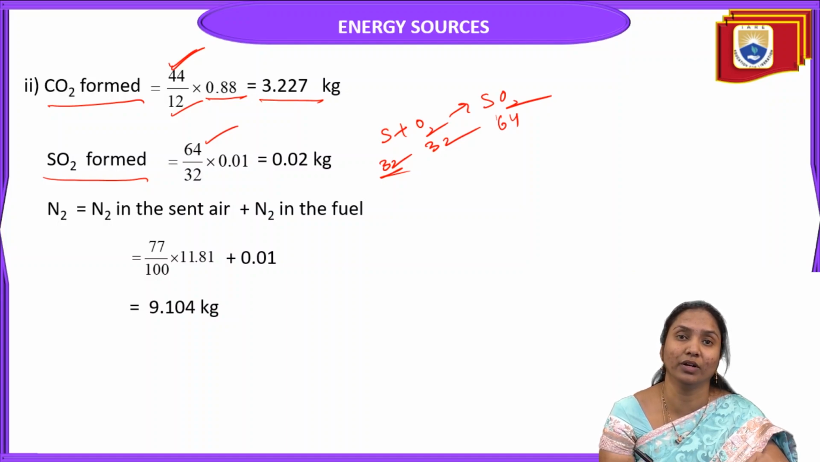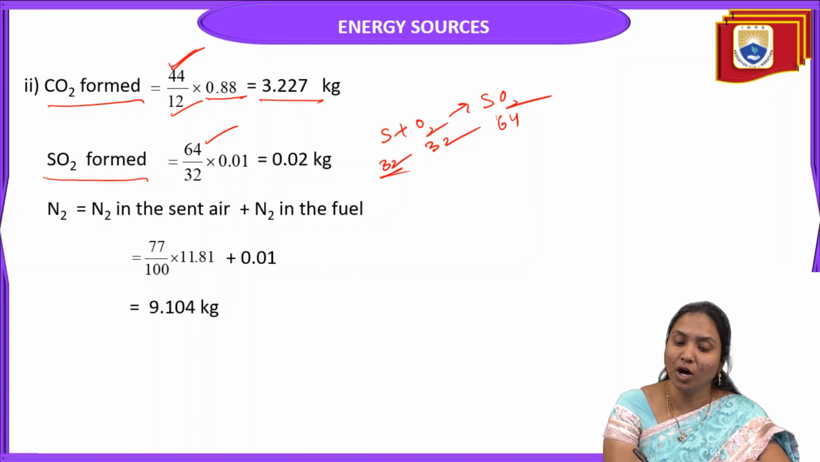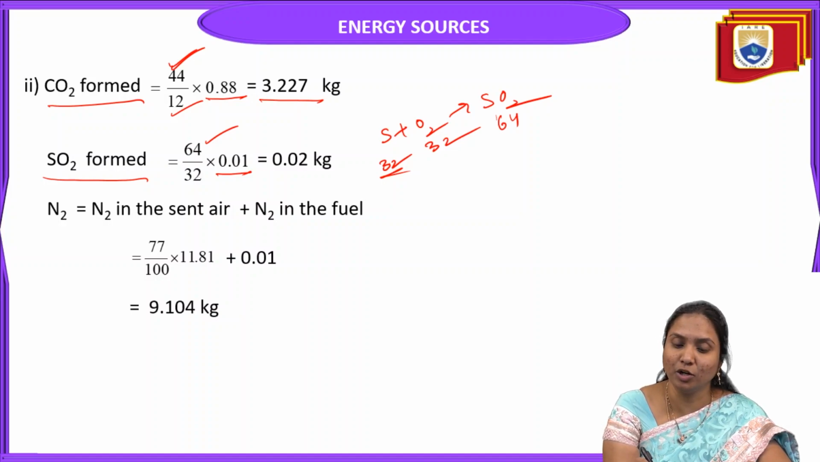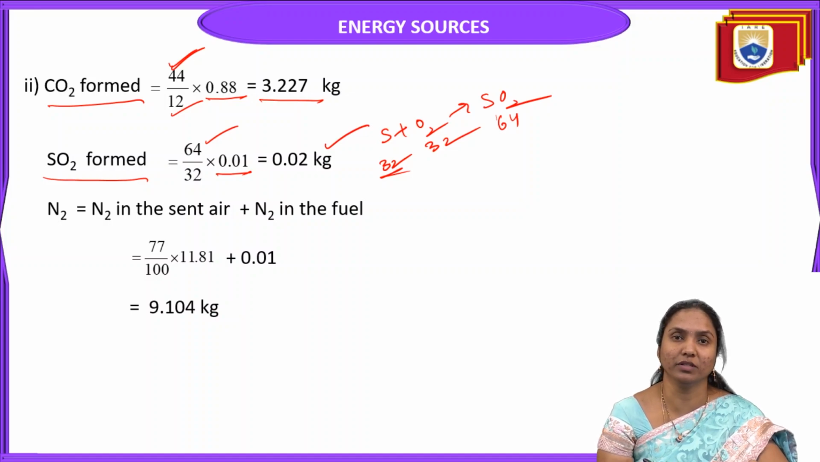The weight of the combustion product is 64 times the fraction of sulfur present in the given fuel. So what is the weight of sulfur present in the fuel given in that problem? 0.01, so it's equal to 0.02 kilograms. So the total amount of sulfur dioxide formed in this combustion product is 0.02 kilograms.